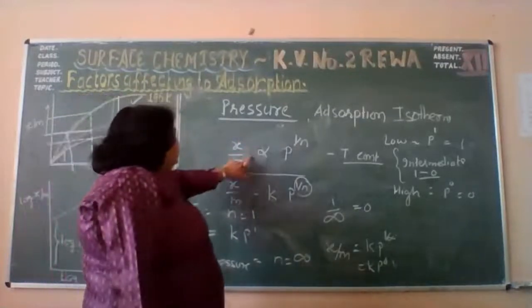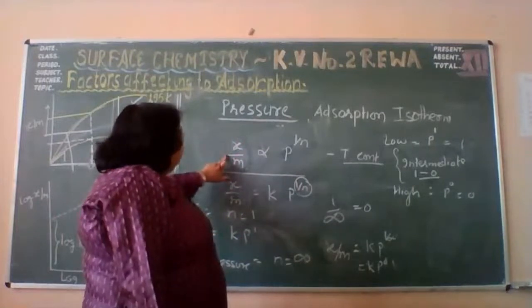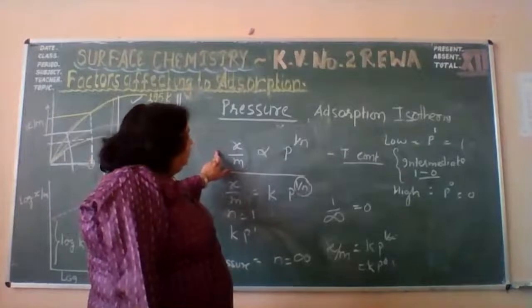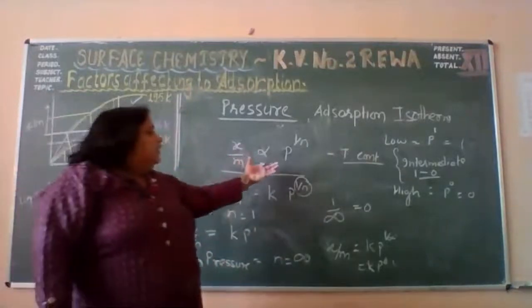X upon m is the extent. Again, I am saying you cannot forget this. X upon m is the extent, right? Since it is in the unit 1, clear? And the relation is with the pressure.